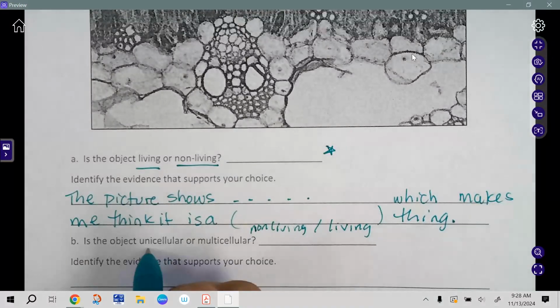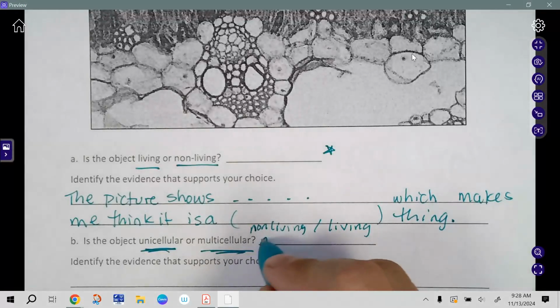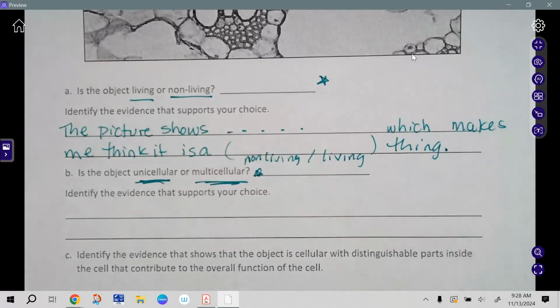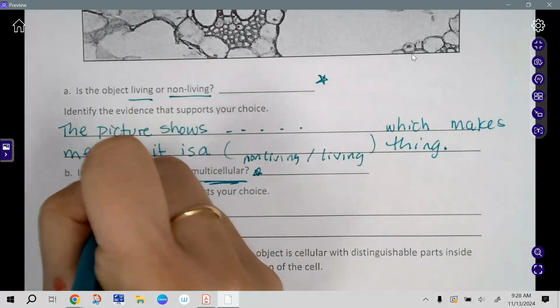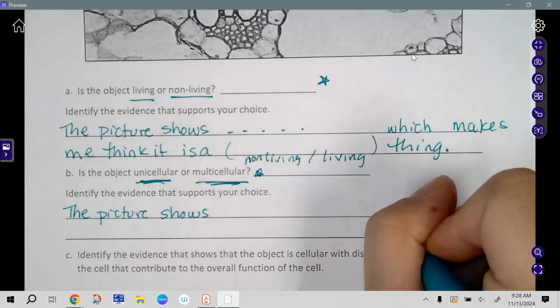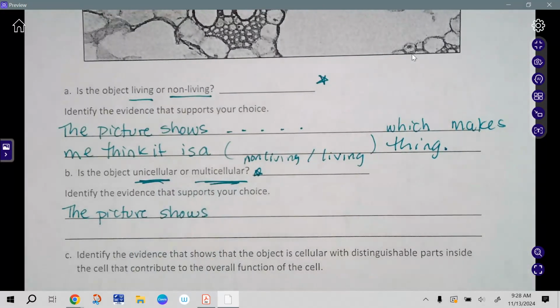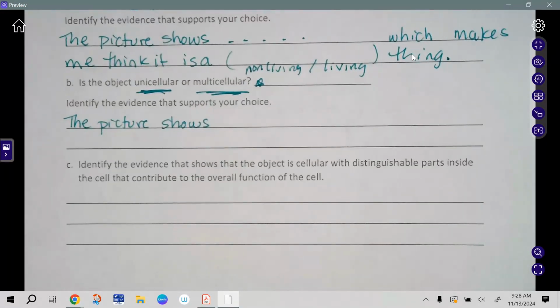Then you're going to say, is it unicellular or multicellular? So give me that answer here. And then you're going to tell me what you see in the picture that supports that choice. So the picture shows, and then you're going to tell me what you see in the picture that supports whether it's unicellular or multicellular. And then C says identify the evidence that shows the object is cellular with distinguishable parts.